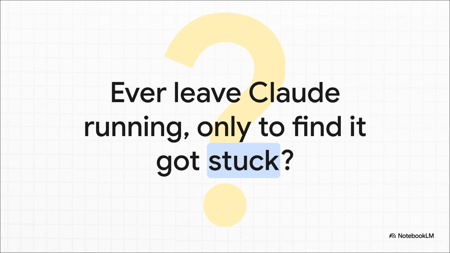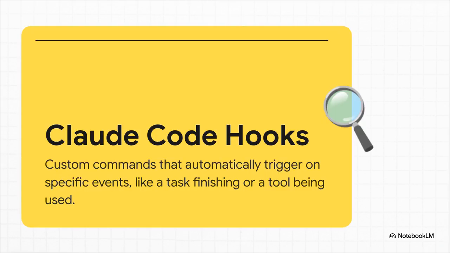Why? Because it got stuck 5 seconds in just waiting for you to type yes to a simple permission prompt. It's the worst, right? A total productivity kill. Well, that's where hooks come in. Hooks are the solution to that exact problem. Think of them as an automation layer.